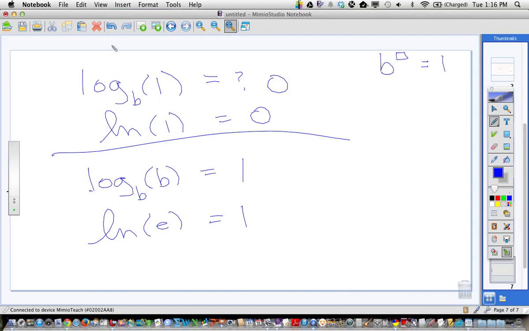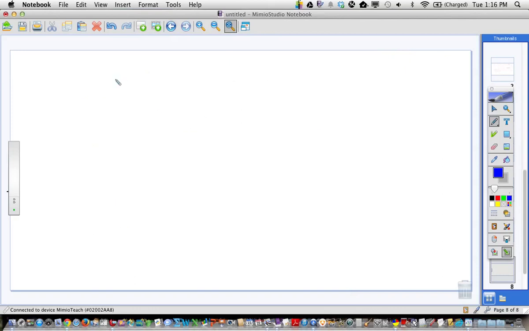Now, a consequence of those two things is this. If you have b raised to the log base b of x, what does that equal? That has to equal x. Because if you put a question mark here and convert that to a log, that'd be log base b of question mark is equal to log base b of x. Well, what's the question mark got to be? Got to be x, okay?